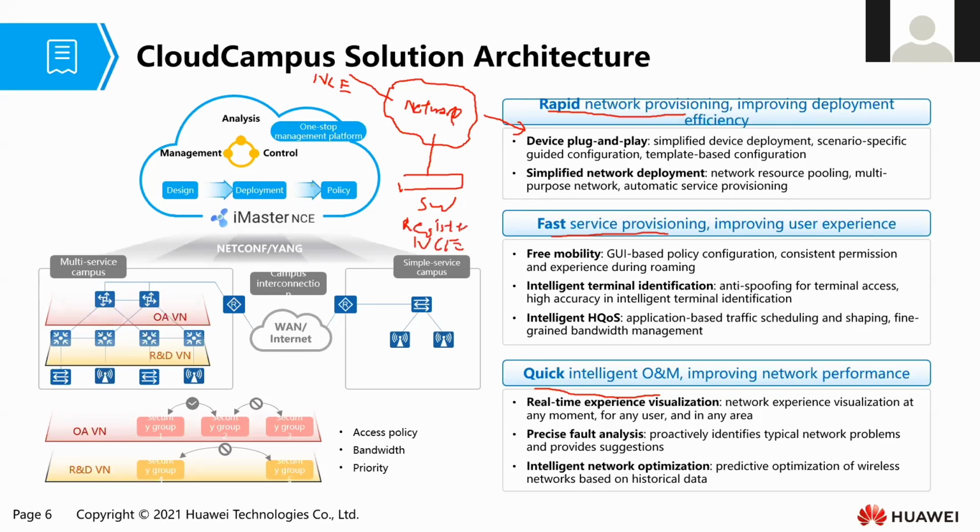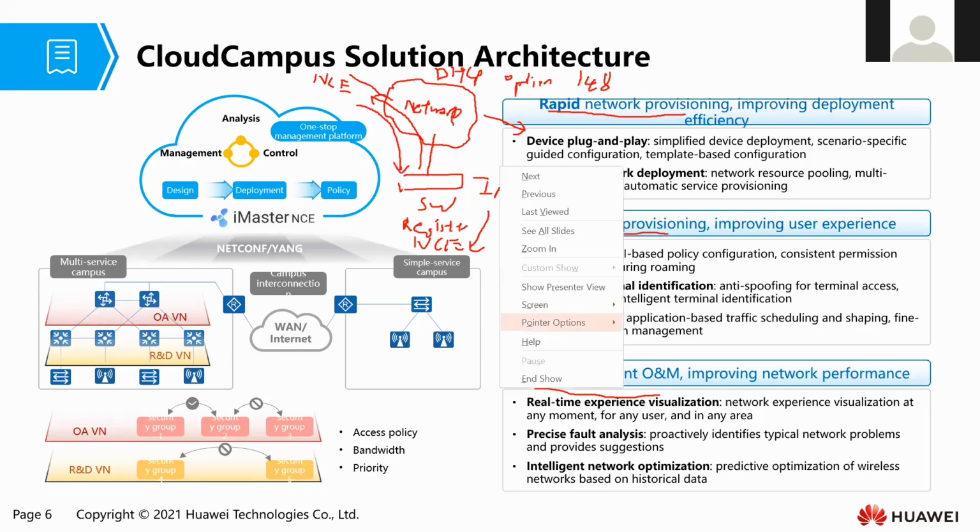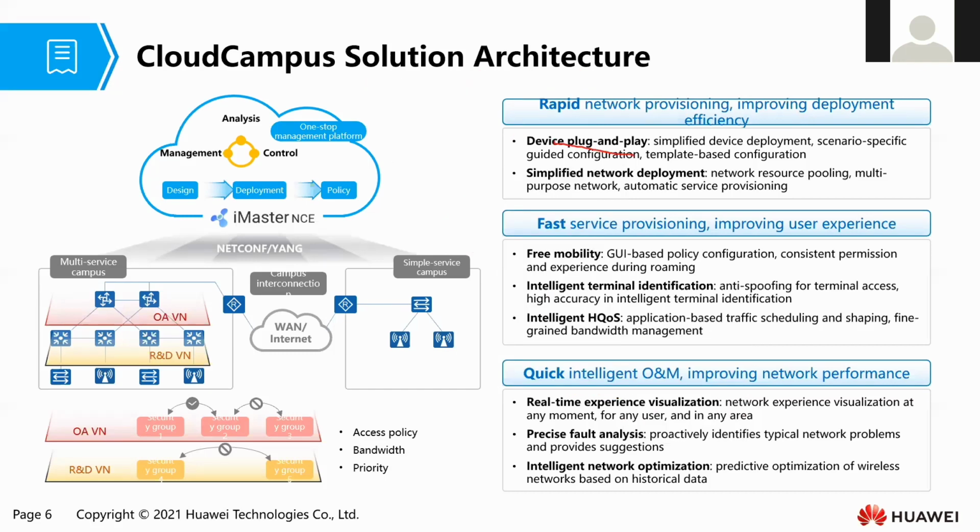Okay, how it automatically registers in our network: we configure something called DHCP option 148. This DHCP option will provide the switch with the IP address of NCE. Once the switch receives this IP, it will automatically register with NCE, and our NCE will automatically send the configuration to our switch. This is what is meant by plug and play. You don't need to configure anything; from NCE-Campus, it will send all the configuration to our devices.